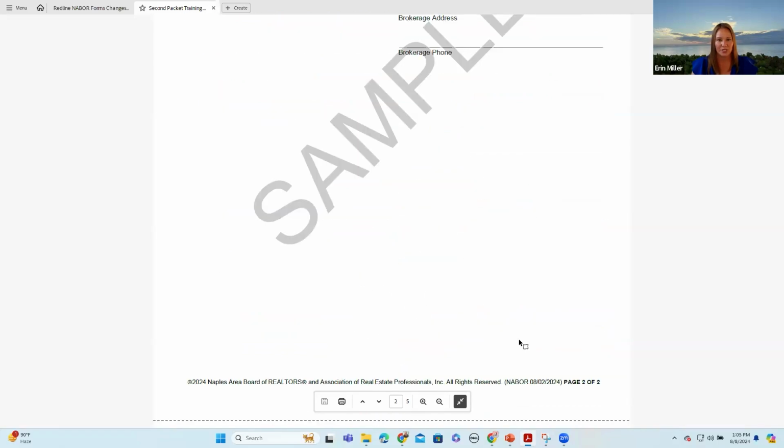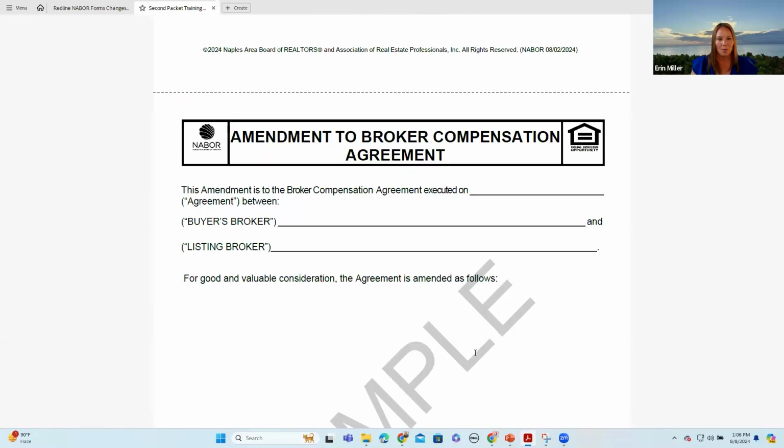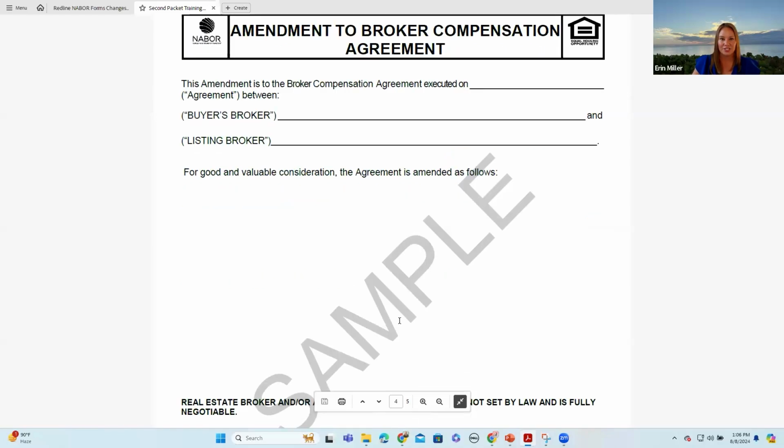Discuss with your broker what you'd like to use for the time being, where you've got listings that were executed on a listing agreement for NABOR with a copyright date of October 1st, 2022 or before. Moving into the future, we've got the amendment to broker compensation agreement.